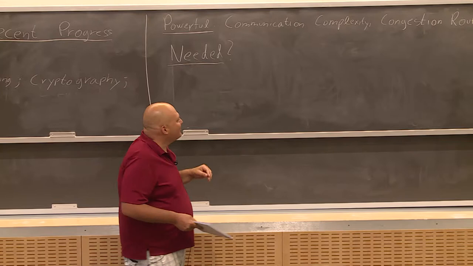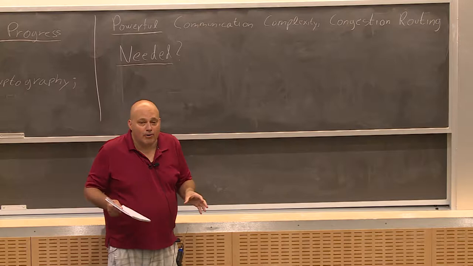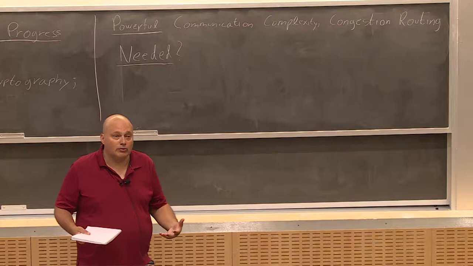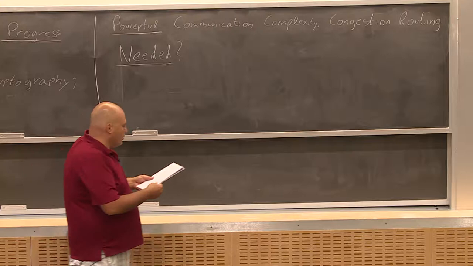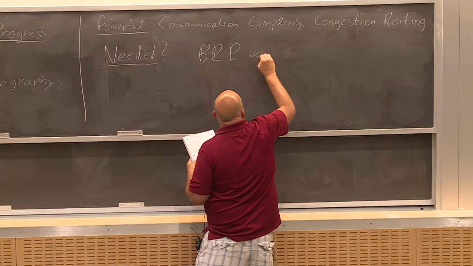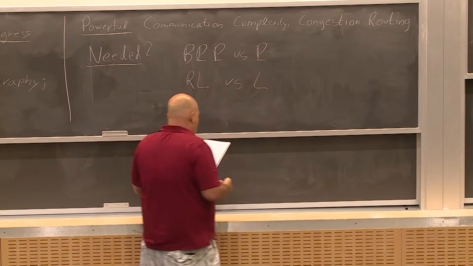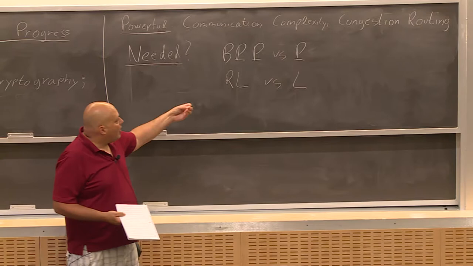And that's when we are just a single party trying to compute a single thing, so in algorithms. Do we need randomness in algorithms? And this gives us two major questions in complexity, which is BPP versus P, and RL versus L. So in BPP versus P, we ask, does randomness help to save time? In RL versus L, we ask, does randomness help to save memory?